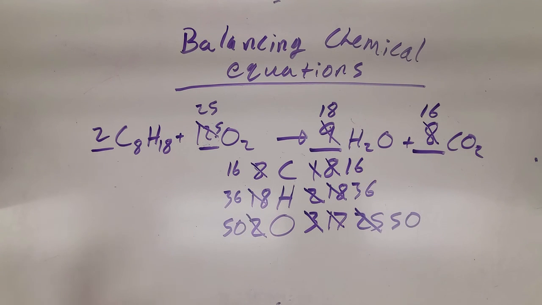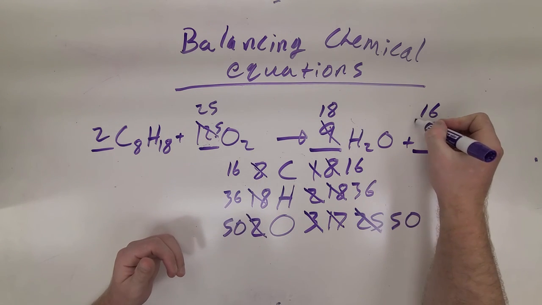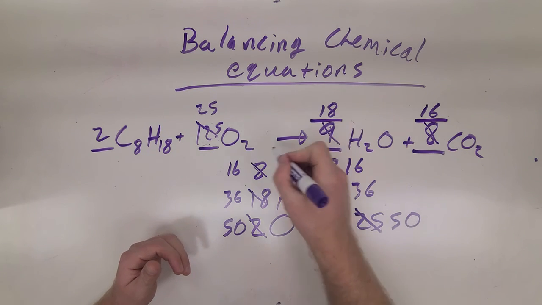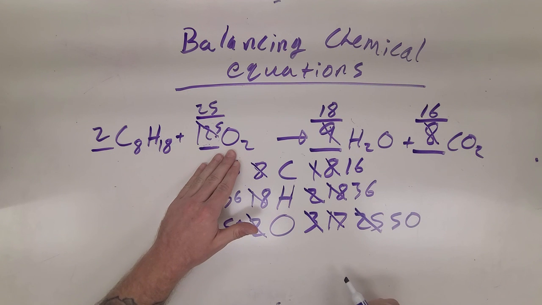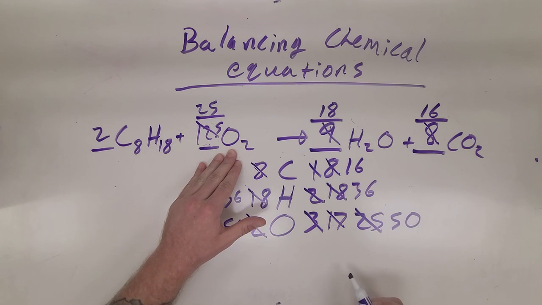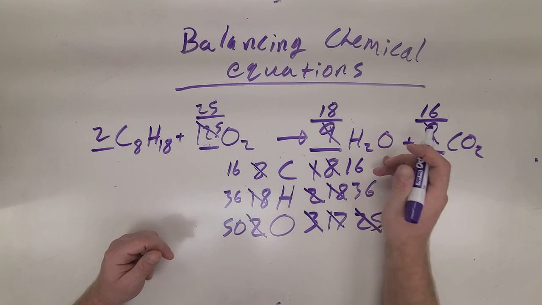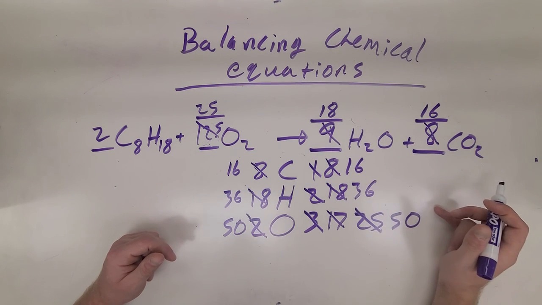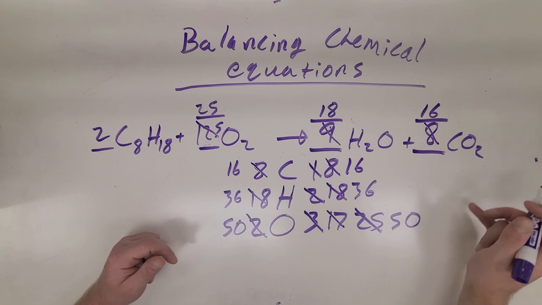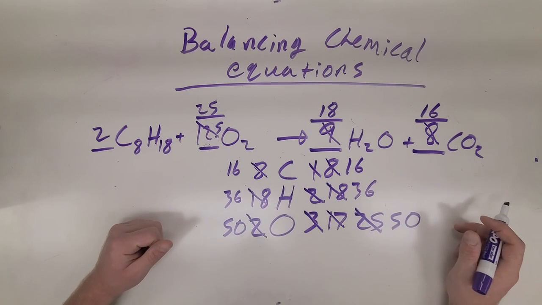These are frustrating to do, I know, especially if you're working on your first time and this is the task that you're set with. But what this says is for every 2 octane molecules we have, 25 oxygen gas molecules are needed, and they will produce water and CO2: 18 molecules of water and 16 molecules of CO2 in these proportions.